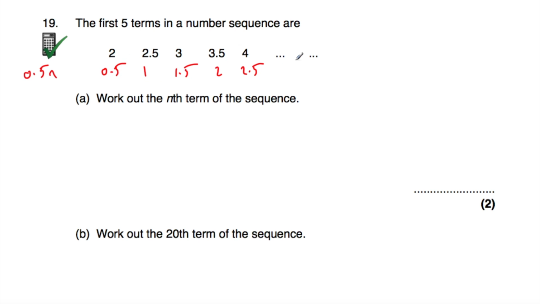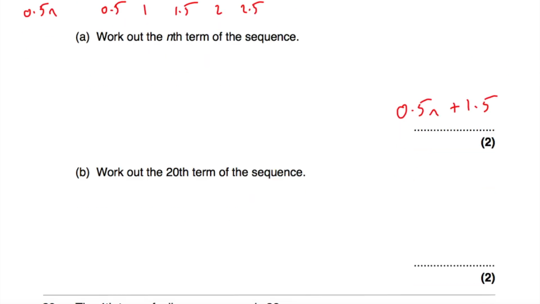Now, to get from 0.5n to our sequence, well, to get from 0.5 to 2, we would add 1.5. To get from 1 to 2.5, we would add 1.5. So that means that the nth term of the sequence would be 0.5n plus 1.5. And that's it. That's the nth term of our sequence. And then part B.